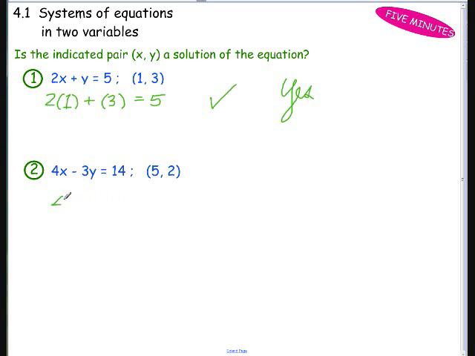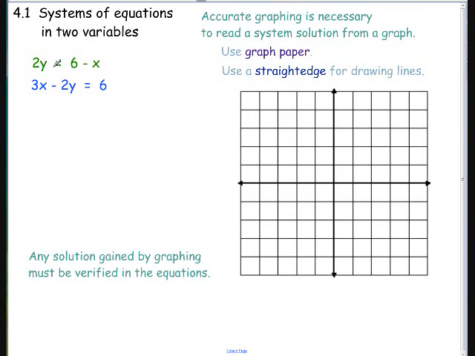Try another. 4, and there's my x. There's my y. Now, x is 5. We're going to test this point. And y is 2. See if that turns out to be right. That would be 20 minus 6. That turns out also to be a solution of the equation. So there's a quick way to determine whether or not a point is a solution of an equation.